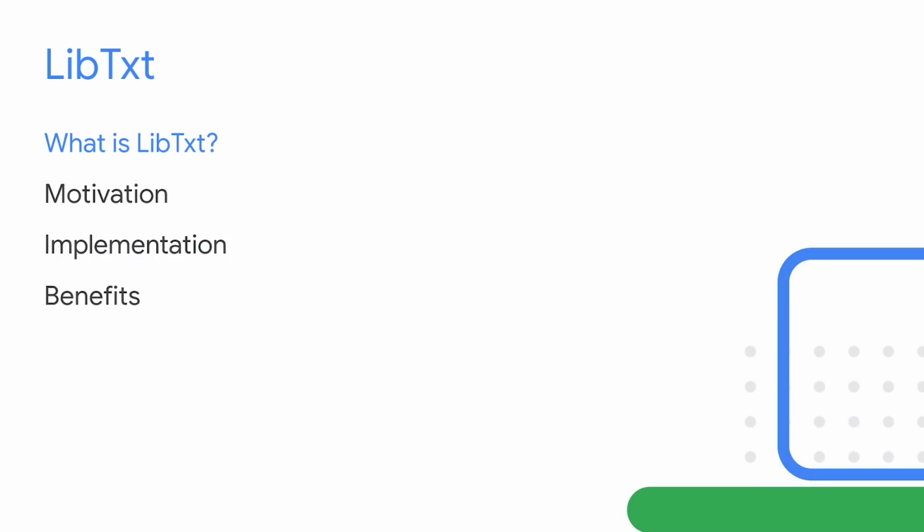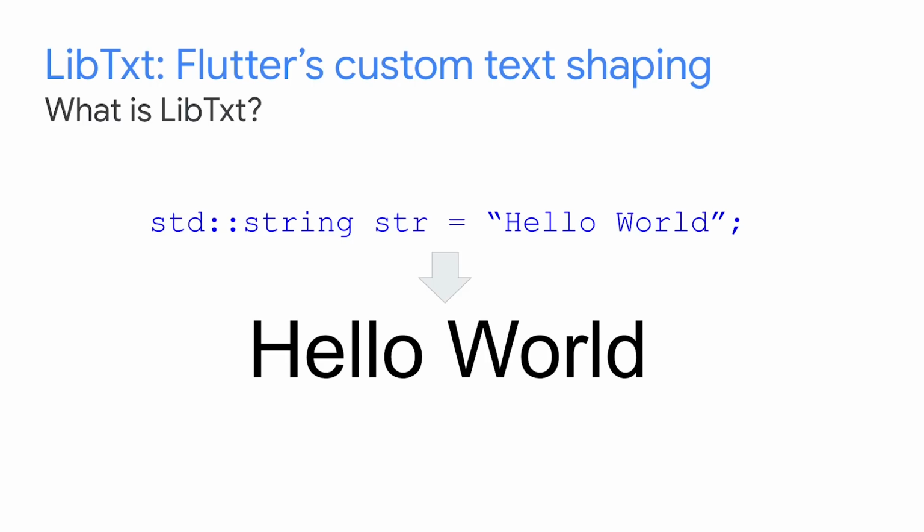So we've been tracking the number of lines. And after adding it all up, we did this all with Flutter in just 67 lines of code. So let's take a look at one of the libraries that makes this all possible, LibText. So what is LibText? Well, to put it simply, LibText takes the C++ string we have here, "hello world", and changes it into this final rendered text.